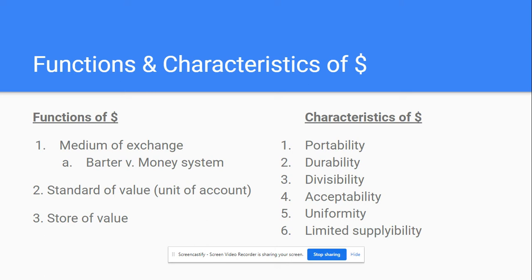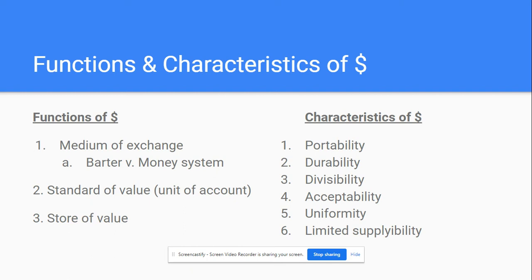It has to be accepted everywhere. It's why our money is widely accepted throughout the world, either in foreign exchange markets or by businesses here. It has to be uniform, meaning each dollar looks the same. Each $5 bill looks the same. Nickels, pennies, they all look the same. It's got to be uniform. It can't be various types.